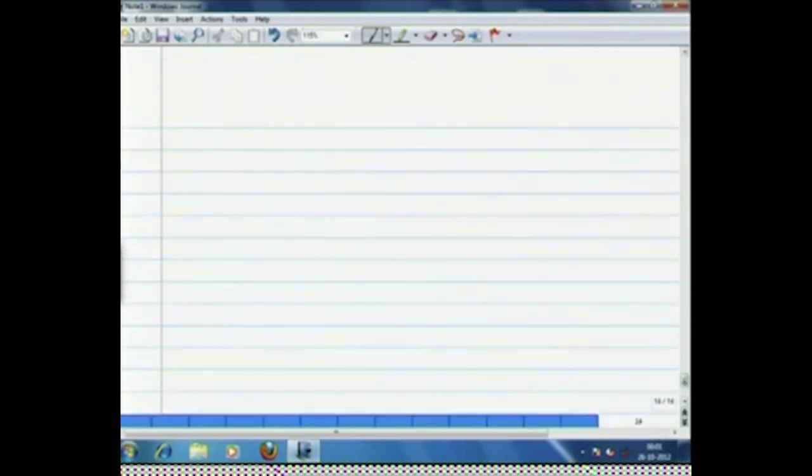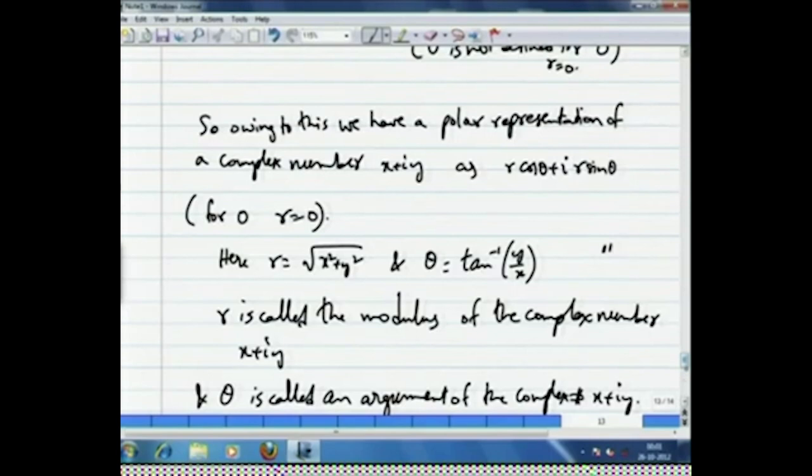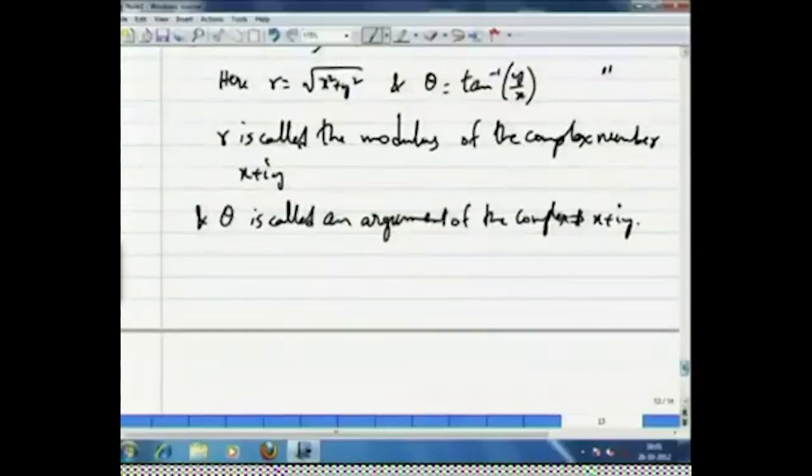So, notice that there is a certain lack of uniqueness when you go from the rectangular coordinates to the polar coordinates. By that I mean theta can be more than just one angle, because cosine and sine are 2 pi periodic. So, any given value of theta between 0 and 2 pi, any addition of an integral multiple of 2 pi to that angle still satisfies x equals r cosine theta and y equals r sine theta. So, there is that lack of uniqueness.